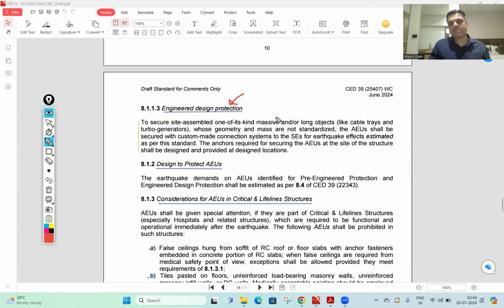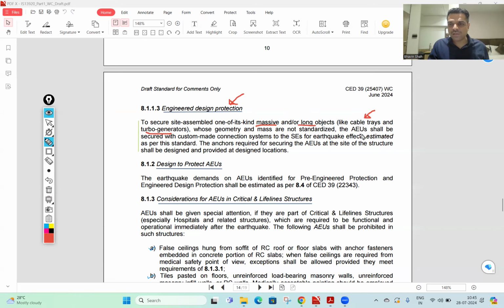So that is applicable to the AEUs, which are massive or very long objects. An example is a cable tray, and let's say a turbo generator. The turbo generator is very, very massive. The cable tray, we can say, is a very long object. So for that, it is suggested that we shall adopt engineered design protection.